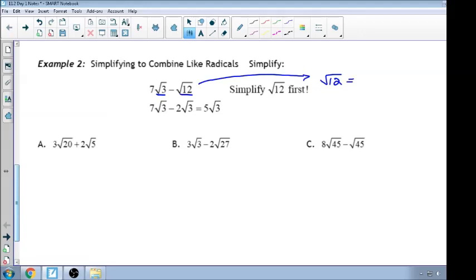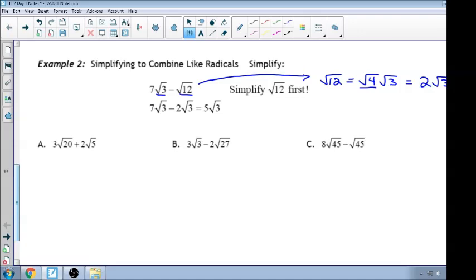So the root 12 will simplify into the square root of 4 times the square root of 3. The square root of 4 is 2, so I end up with 2 root 3. Notice I want to turn that root 12 into a root 3. That's what I'm looking to do.